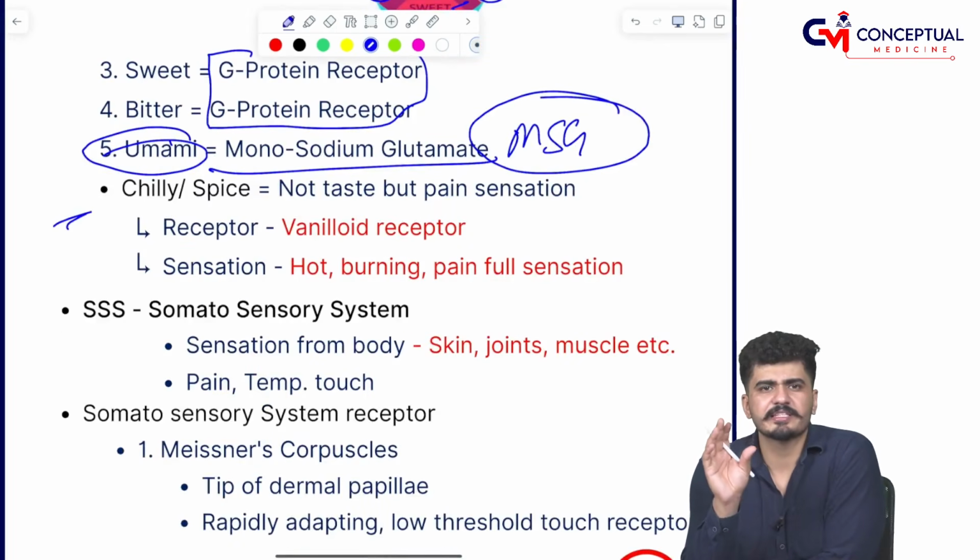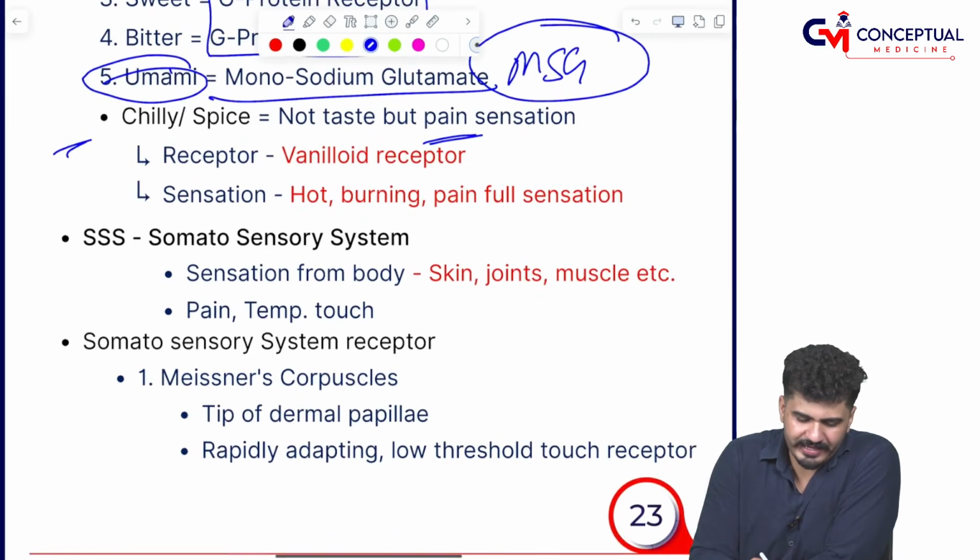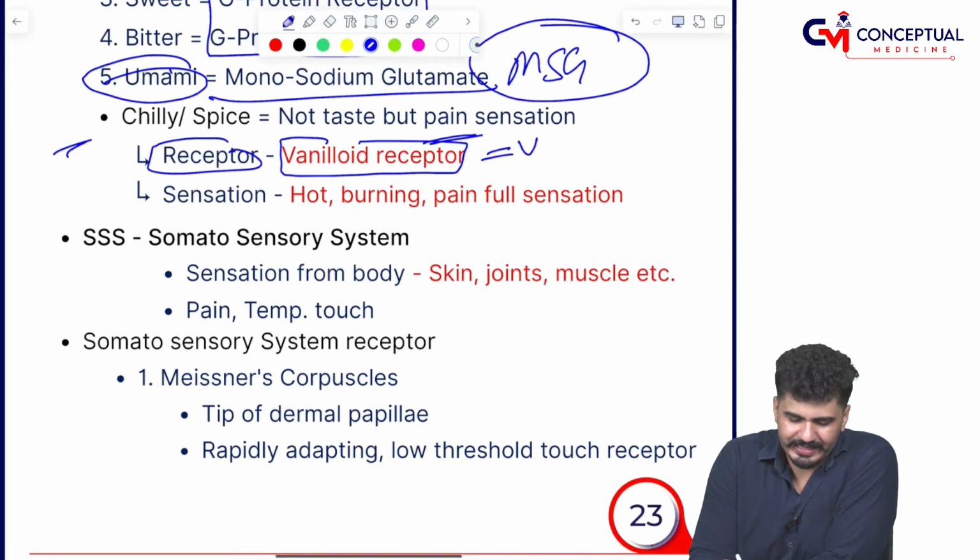Chili, mirchi, what is it? Spices, what are they? They are not taste, but they are pain sensation. So they are sensed by vanilloid receptors. Receptors are vanilloid. Vanilla ice cream: when the chili burns, you eat vanilla. Sensation is hot, burning and painful.